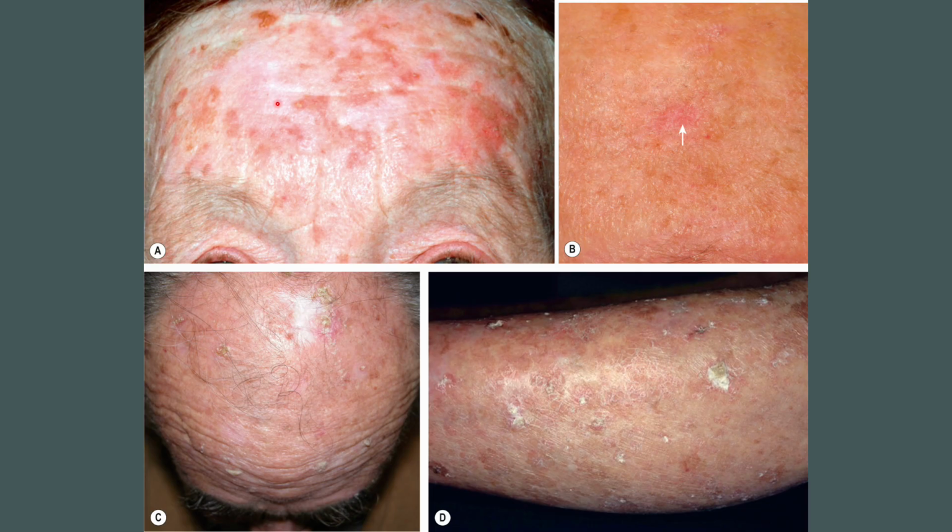Here are several examples of actinic keratoses. You can see some more hyperkeratotic or thicker ones here, and then some thinner ones up here.